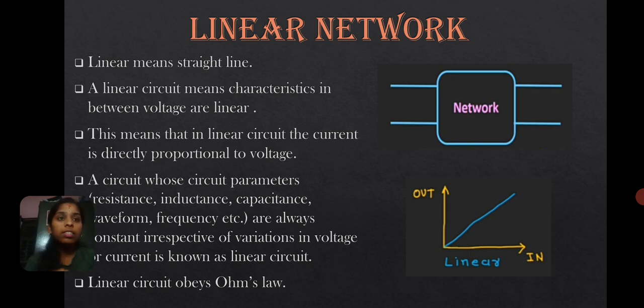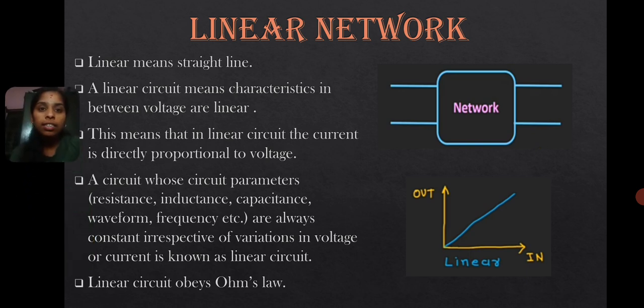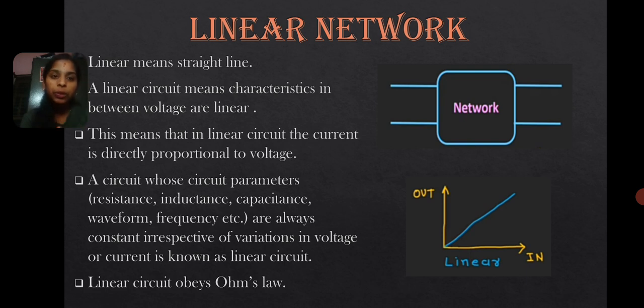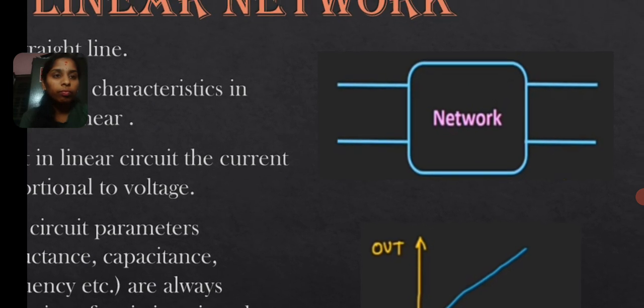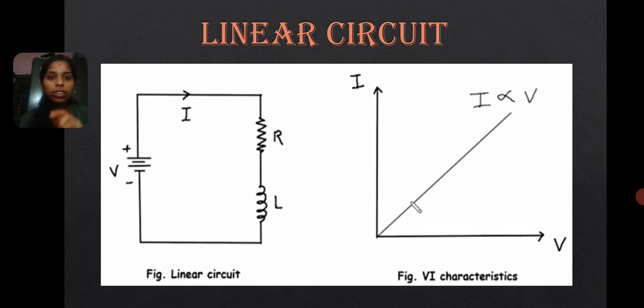Linear network. Linear means straight line. A linear circuit means the characteristics between voltage and current are linear. This means that in a linear circuit the current is directly proportional to voltage. A circuit whose parameters, resistance, inductance, capacitance, waveform, frequency, etc., are always constant irrespective of variations in voltage or current is known as a linear circuit. A linear circuit obeys Ohm's law. This is the waveform of a linear circuit. Linear circuit and VI characteristics. I is directly proportional to V.